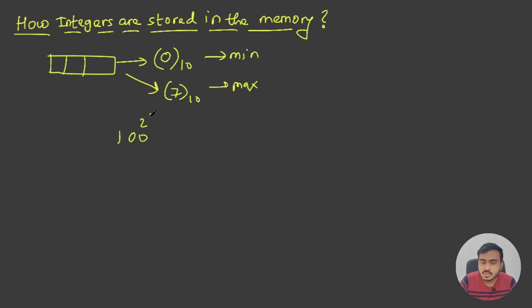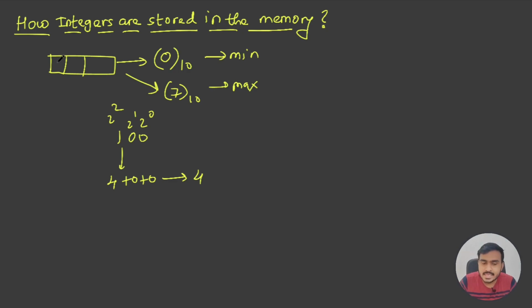This is 2 raised to 0, this is 2 raised to 1, this is 2 raised to 2. 2 raised to 2 is 4, so 4 plus 0 plus 0 is 4. So 100 is 4 in decimal. This is how you convert any binary to decimal.